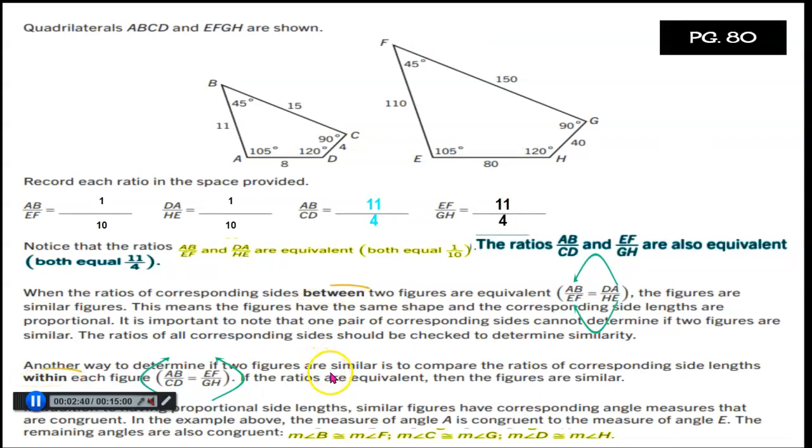You can also compare the corresponding angles. The measure of angle B is equal to the measure of angle F. The measure of angle C corresponds with the measure of angle G. The measure of angle D is congruent to the measure of angle H.